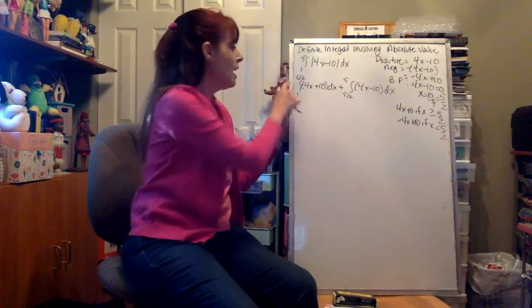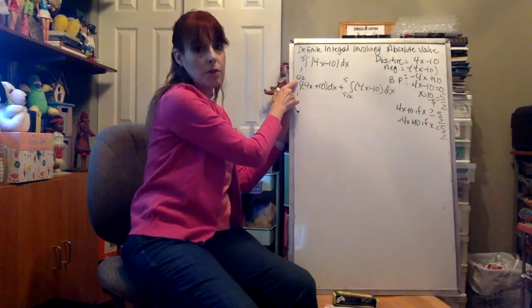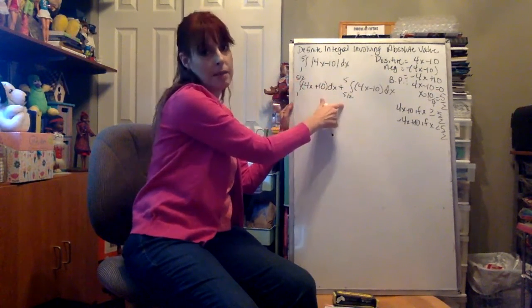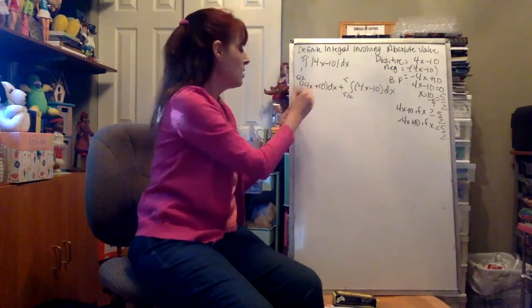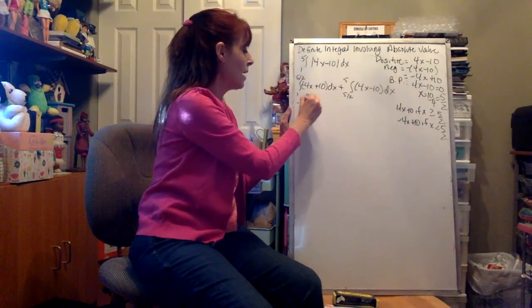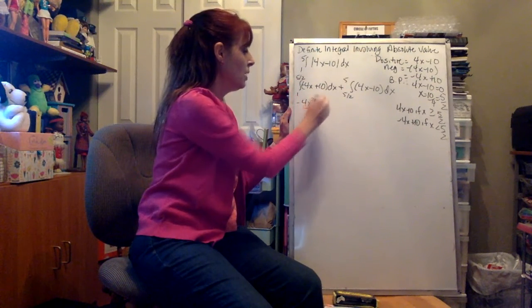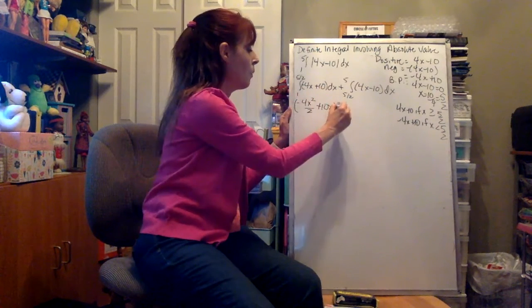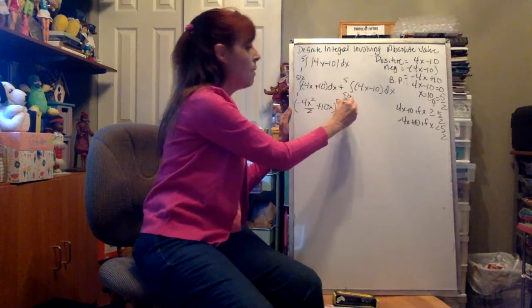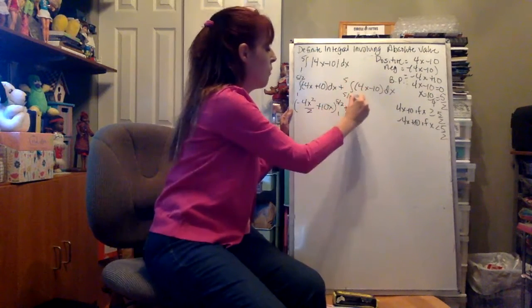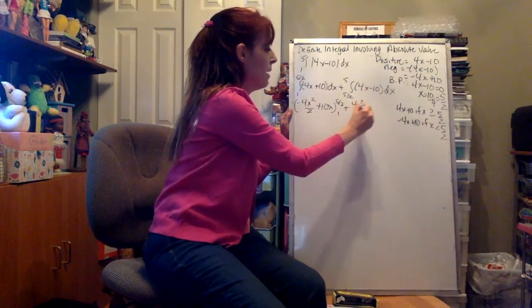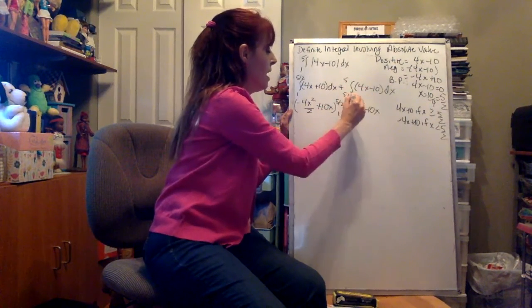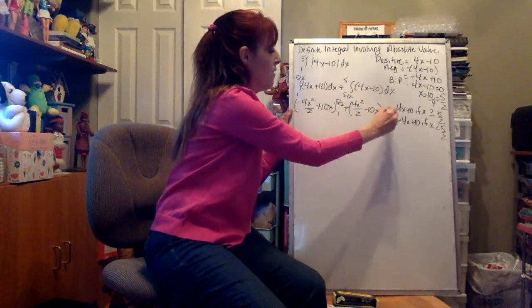We split it, and the upper for the first piece is the lower for the second piece. All right, and now we integrate. So this would be negative 4x squared divided by 2 plus 10x, evaluated from 1 to 5 halves, plus 4x squared divided by 2 minus 10x, and we'll evaluate that from 5 halves to 5.